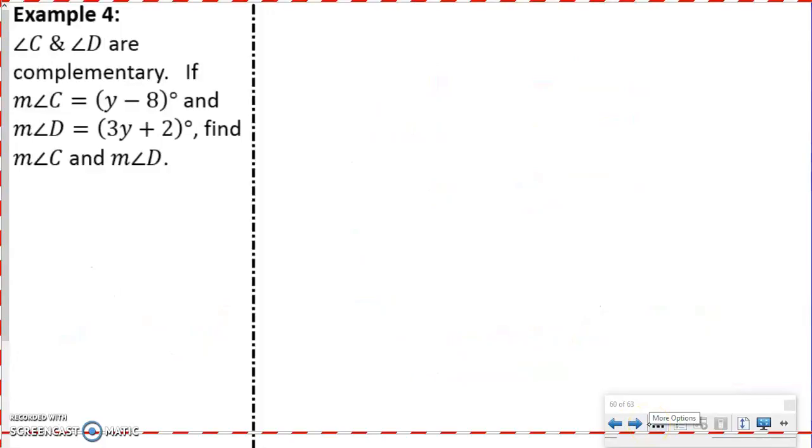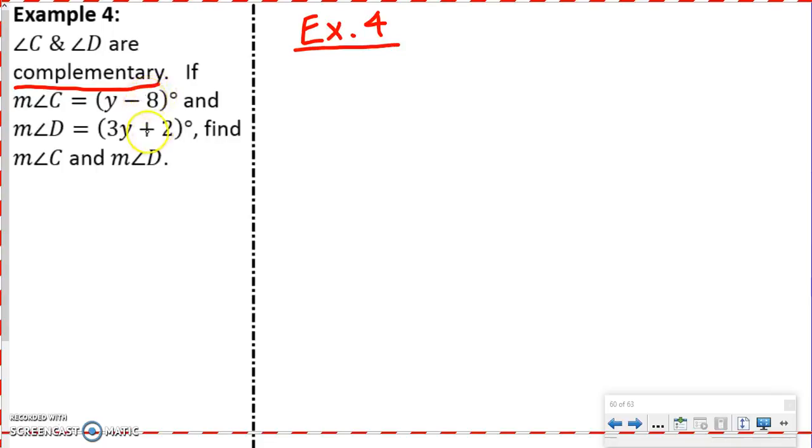Angles C and D are complementary. The measure of angle C equals y minus 8, and the measure of angle D equals 3y plus 2. Find the measure of angle C and D. So here, again, it's very important you know what complementary means because that's going to help you set up the correct equation. Okay, so ask yourself, what does complementary mean? Two angles that add up to equal 90 degrees.